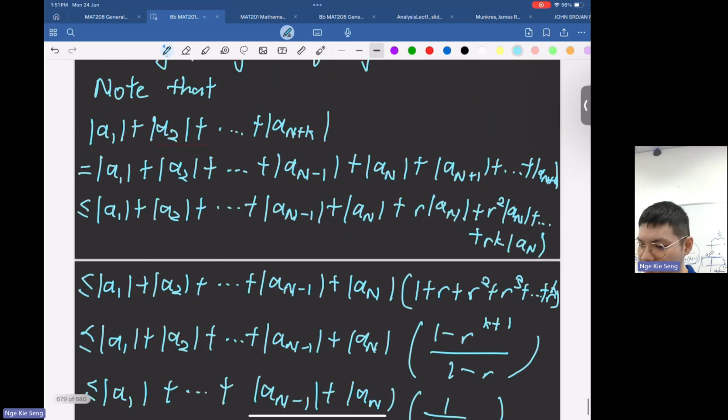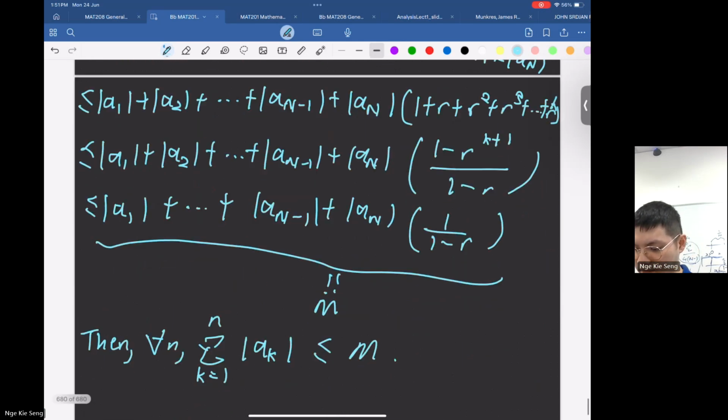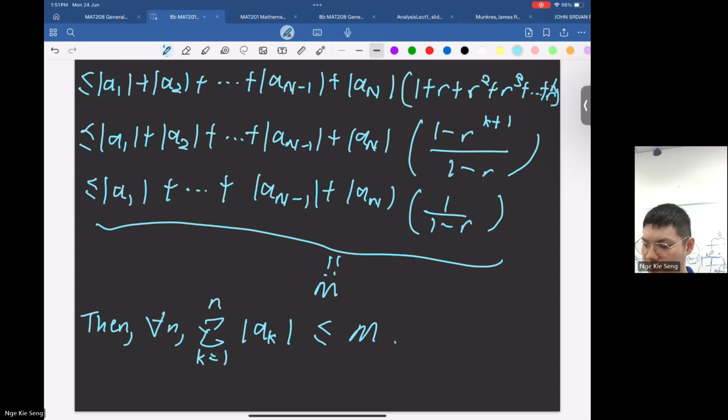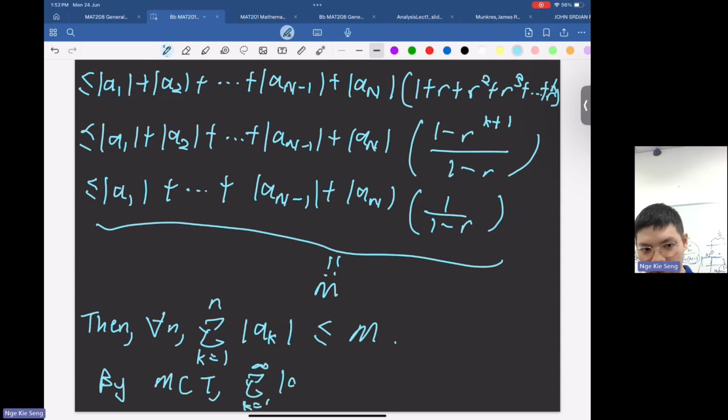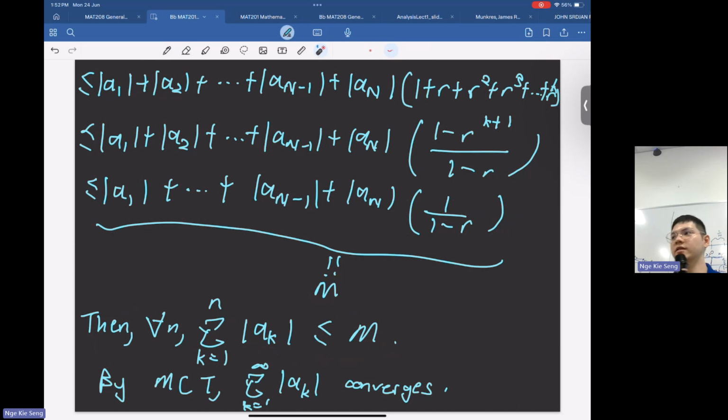Because you need to know that this is true for all k. Okay or not? So by the monotone convergence theorem, the infinite series converges. Any questions so far? Is everyone following this part here? All the series, the finite term is less than M. Does everyone follow here?